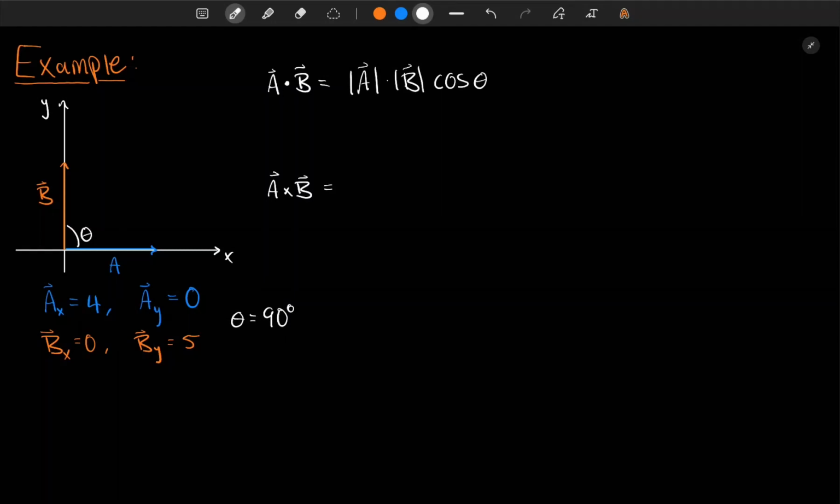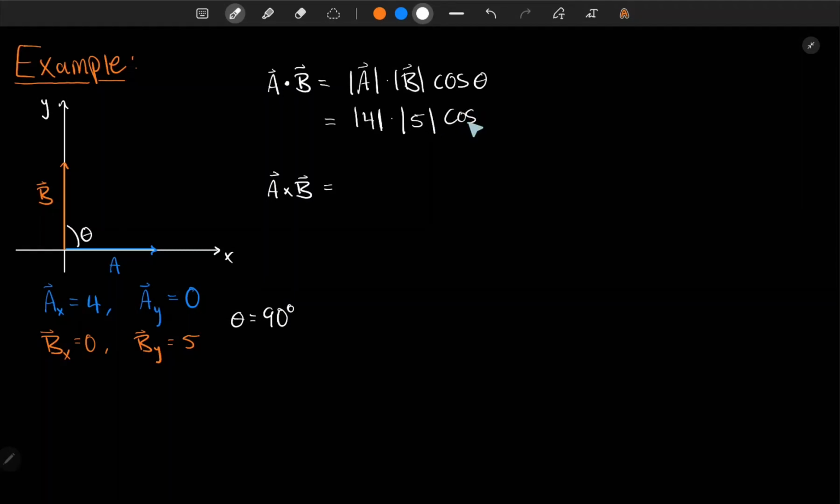But because A and B are just in the x and y directions respectively, we already know their magnitudes. We know their directions, or we know their lengths. So here, the length of A, since it only has one component, is just 4. We don't need to use the Pythagorean theorem of the x component and the y component to find the hypotenuse. So the magnitude of A is just the absolute value of 4. And the magnitude of B is just equal to the y component of B because it points only in the y direction. So this is the absolute value of 5.